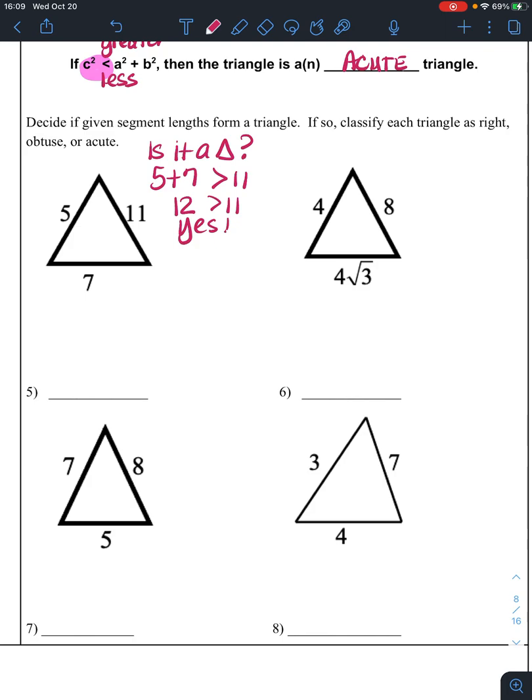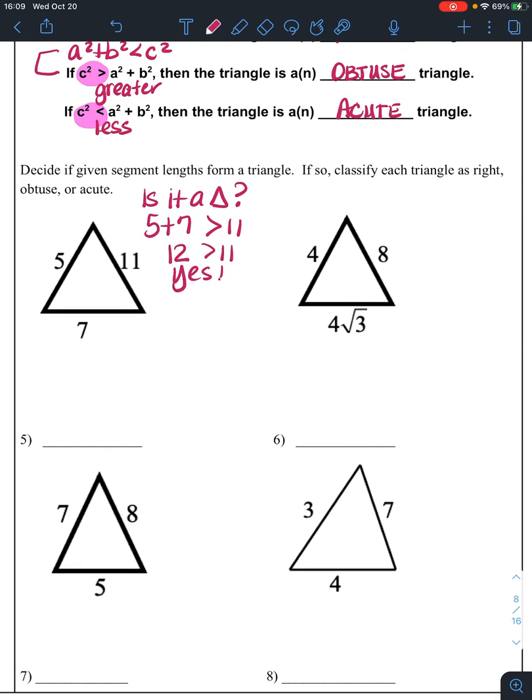So yes, it's a triangle, which means I can keep going. Now, what kind of triangle is it? This is where we're going to test it. If we go up here and say, okay, C would be my hypotenuse, which would be my longest side. So 11 is my longest side, so I'm going to do 11 squared. First I'm going to do C squared. That's 11 squared. And then I'm going to test it against A squared and B squared.